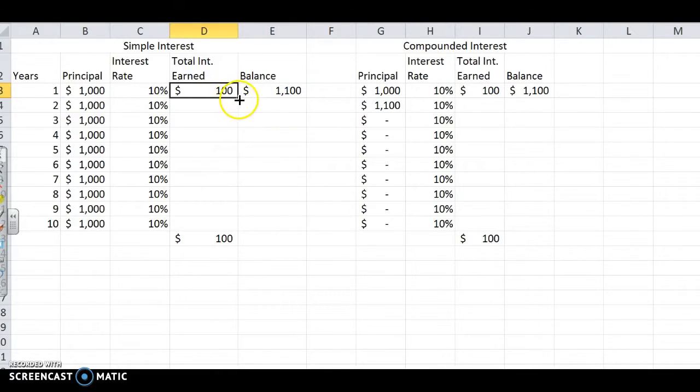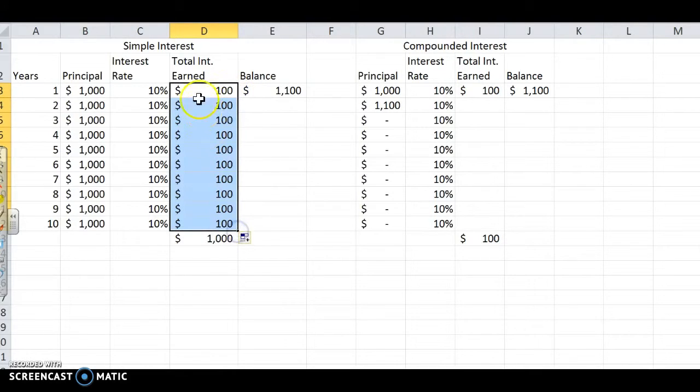Simple interest means that each year the interest is calculated only on the original principal. Every year it's calculated on $1,000. Any interest earned prior is excluded.